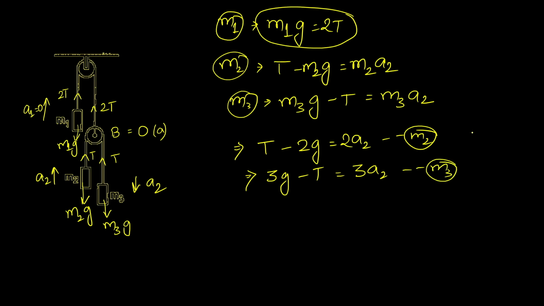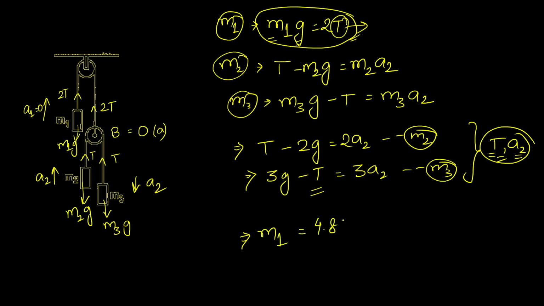So here from these two equations we are having two unknowns, that is t and a2. Two unknowns, two equations, we can easily find the tension and the acceleration, that is a2. But we don't need to find a2 here, we just need to find the tension because that's only what we need over here, this t, to find this m1, because g we will already know. So if you just find t from these two equations and put that t in this equation, then you are going to find m1 as 4.8 kg, and that is going to be the answer.